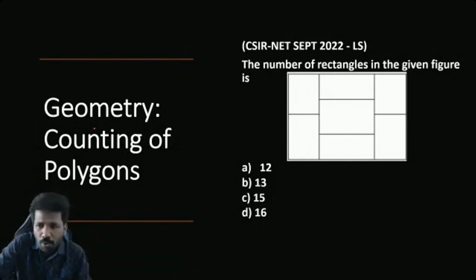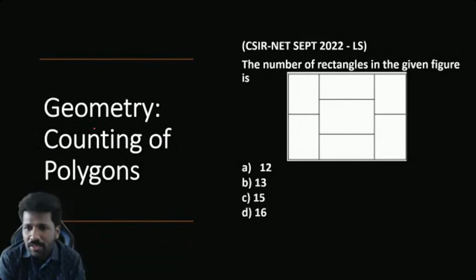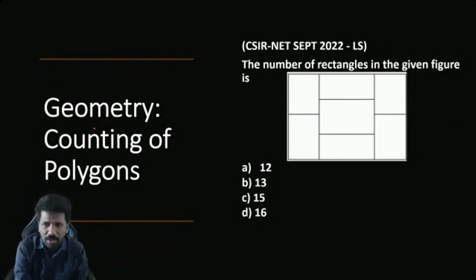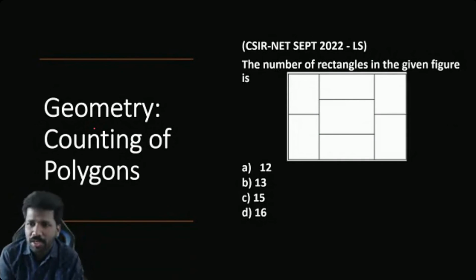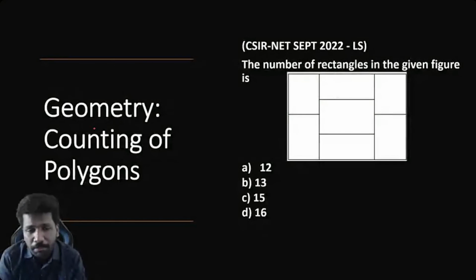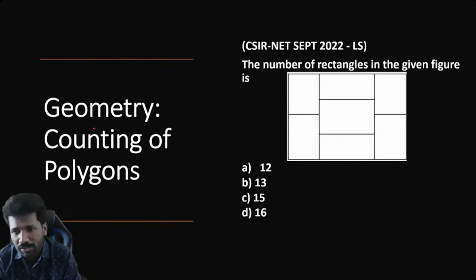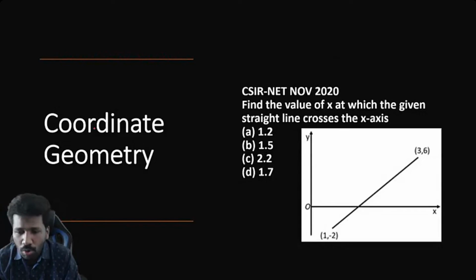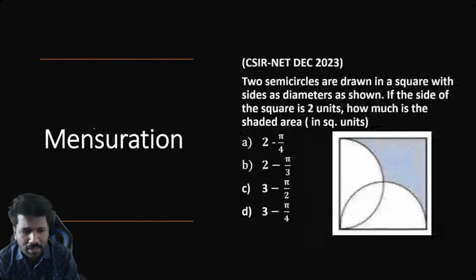Then counting of polygon related questions. This is an example of a counting of polygon related question, a 2022 CSIR-NET problem. Number of rectangles, number of triangles, number of squares, number of quadrilaterals. All of this has been asked in previous CSIR-NET question papers. And coordinate geometry, the number of questions is very low, but they have asked coordinate geometry questions also. So we will discuss it in a separate lecture.